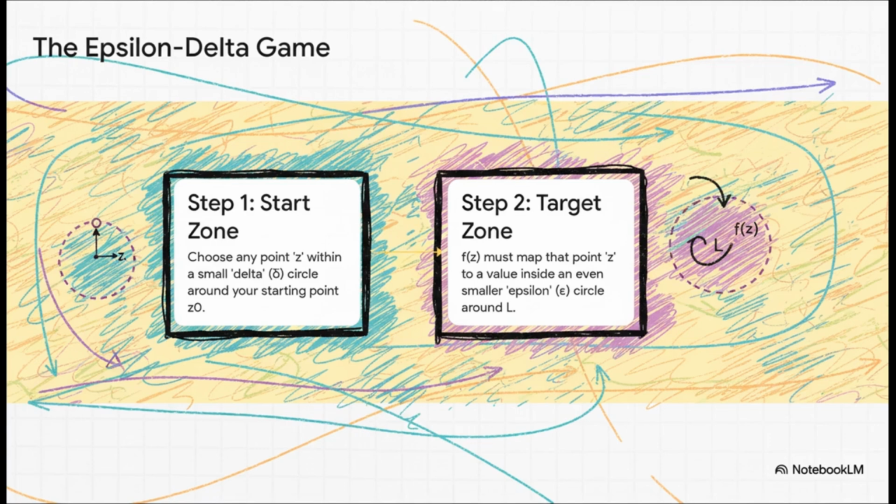Imagine someone challenges you. They draw a tiny, tiny target circle, we'll call it epsilon, around the point L, which is our proposed limit. Your job is to prove that you can always find a starting zone, a delta circle, around your approach point, z0, so that any point you pick inside that starting zone gets mapped right into the middle of their target. If you can always win this game, no matter how ridiculously small they make that epsilon target, then congratulations, the limit exists.